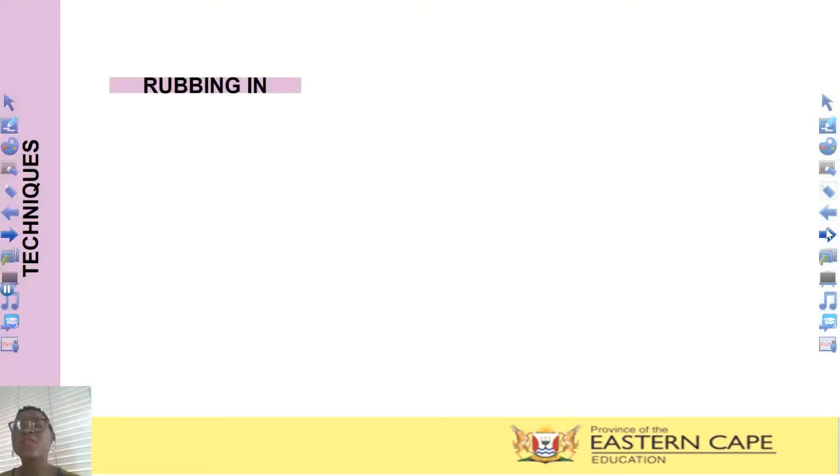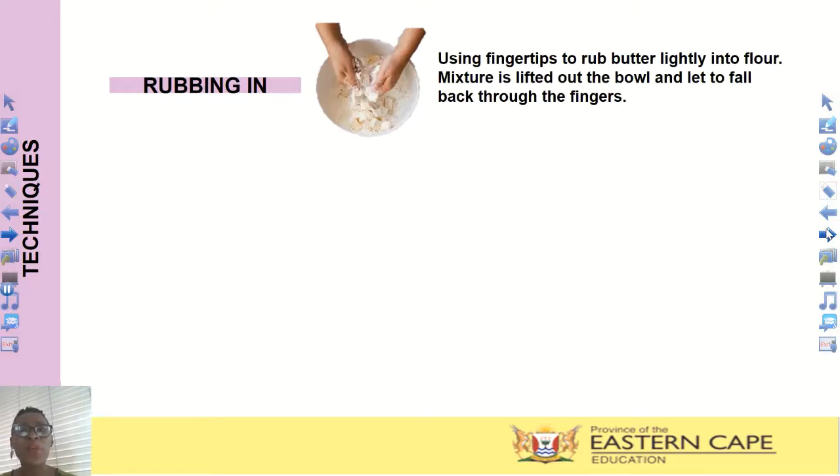Okay, let us look at the different techniques. You saw in short crust pastry, the first technique that was applied to the pastry was rubbing in. Rubbing in is when you use your fingertips to rub butter lightly into the flour. The mixture is lifted out of the bowl and let to fall back through the fingers. And you proceed doing that until the mixture resembles soft breadcrumbs.